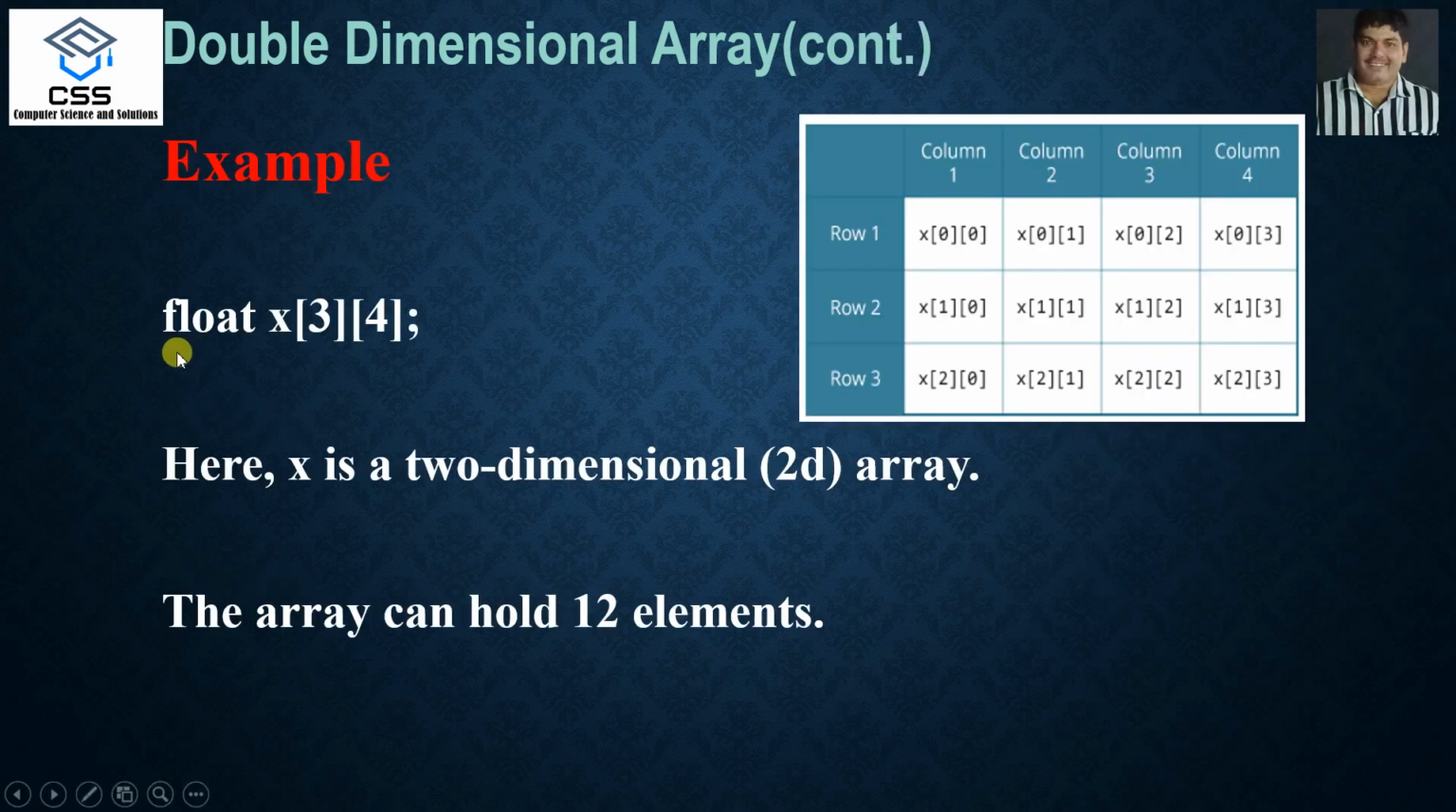Now you see, suppose you declare float x, where float is the data type, x is the variable, 3 is the row and 4 is the column. It means the total number of elements will be 4 into 3, that is 12. Each row has 4 columns, so in 3 rows, 12 elements will be stored. Here x is the name of the variable as a two-dimensional array. The array will hold 12 elements. If there are 8 elements, the dimension may be 2 rows 4 columns or 4 rows 2 columns. It will never be 12 by 1 or 1 by 12 for 12 elements.